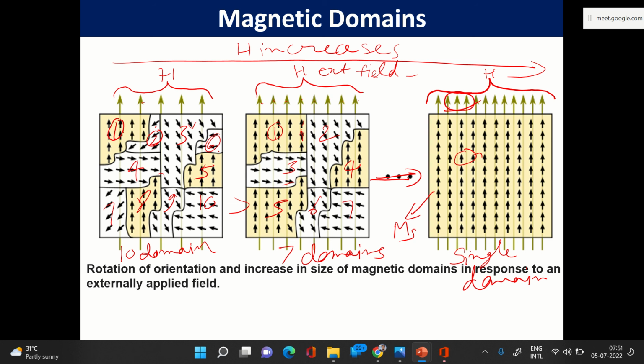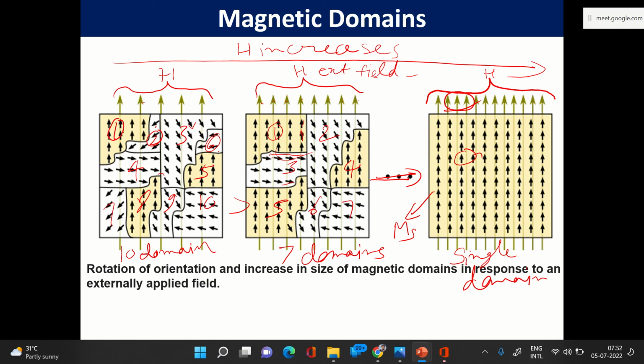Then as you gradually increase the magnetic field, the domains which are already aligned with the field will grow in size, and the adjacent domains will shrink. That means the nearby atoms will also start aligning with the magnetic field, and that's how we are counting that shaded region as a growth of the domain. So this is what happens.